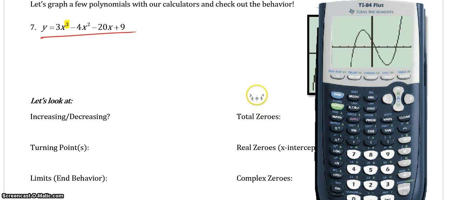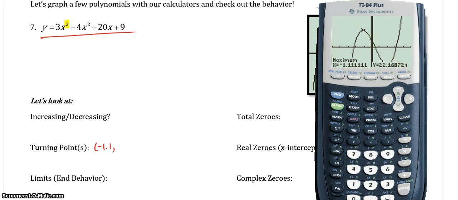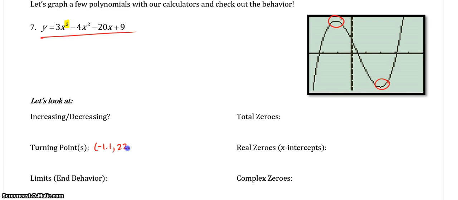So again, second calc. Let's go down to maximum. All right, I'm going to go left bound of that relative maximum or turning point. Hit enter once. It asks me right bound. Hit enter again. Hit enter a third time. And I get that relative max to be about -1.1, comma, 22.17. I want you to take a second right now, and I want you to calculate the other turning point, which is a minimum, and I want you to compare that answer with your partner tomorrow.